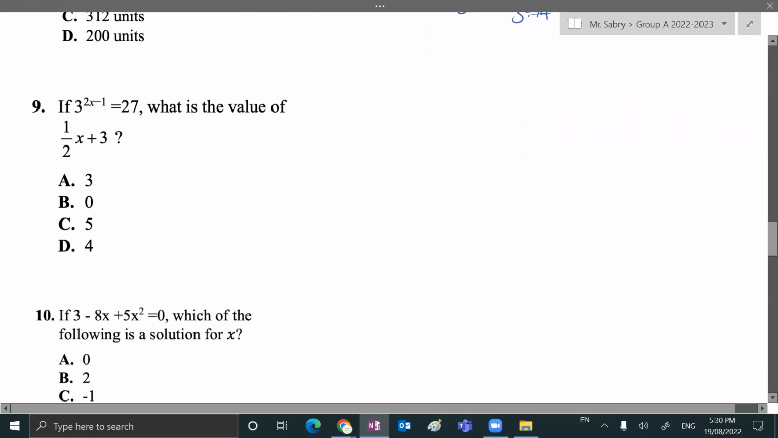Let's see number 9. Again, what is the value of this? It gives me an equation. Whenever I see an equation with one variable, I'll try to solve it right away. How do I solve this one?